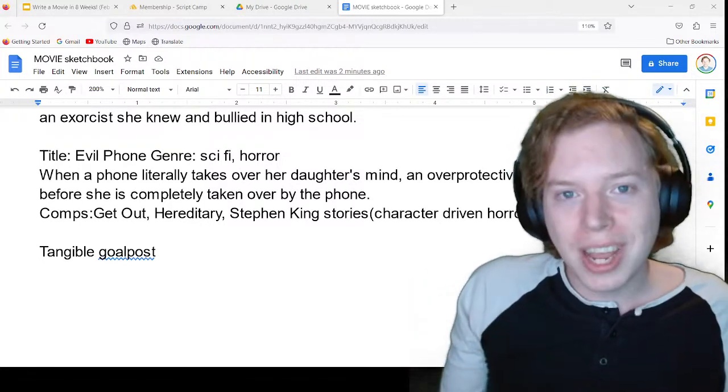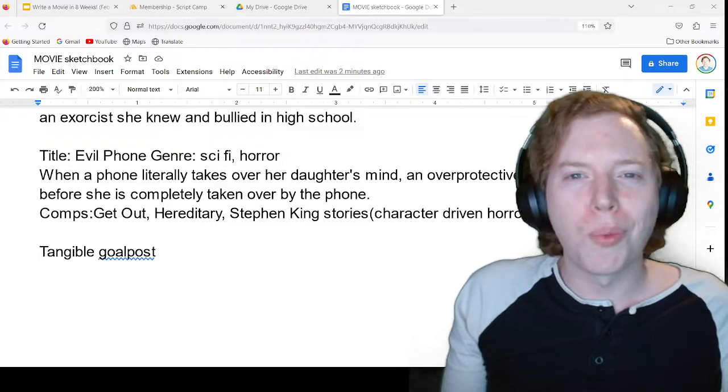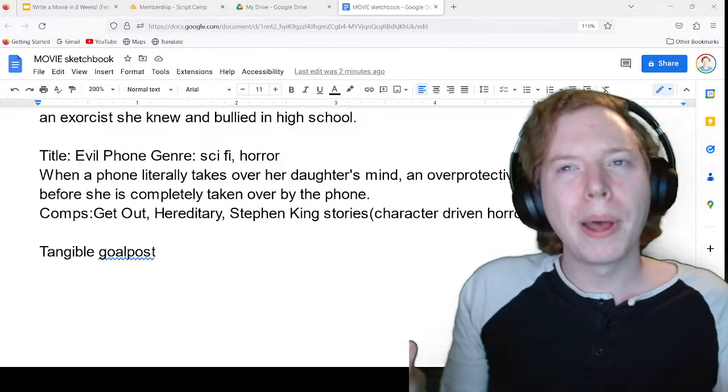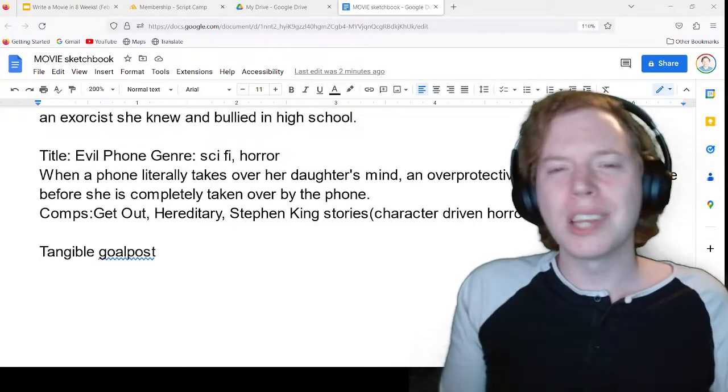Now, a phone taking over someone's brain, I don't really know what a phone wants. Does a phone have sinister motivations? I guess this one does. But what is it actually going to be doing? Why is it dangerous?